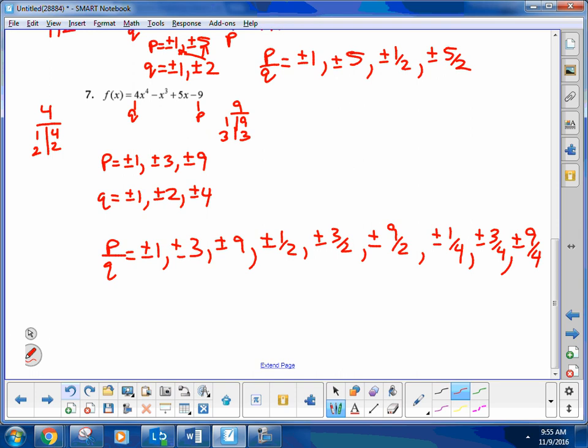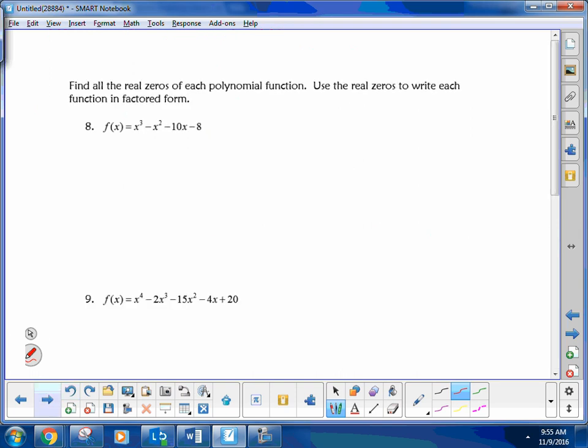All right, lovely. Let's move forward and now work on this one. Now, this one, they want you to find all real zeros of each polynomial. Use the real zeros to write the function in factor form. Now, when you do this step, the thing that I'm going to suggest you do is graph it. You're going to discover most of the solutions on there.